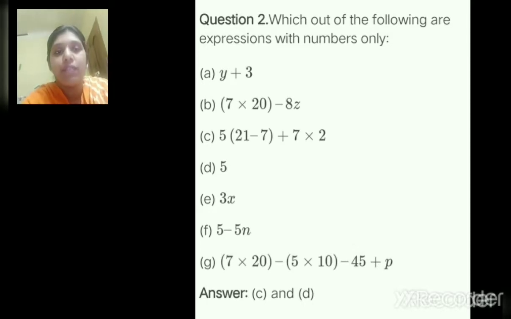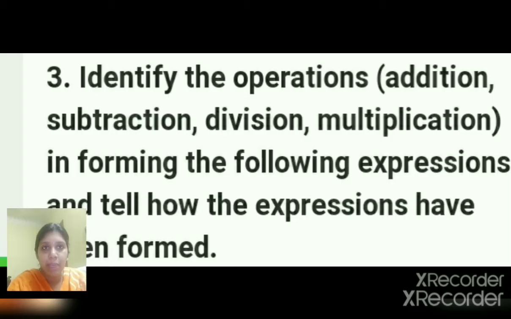So the answer to the second question, which are expressions with only numbers, is C and D. The subdivisions C and D are expressions with only numbers. Clear children? Question number 3.